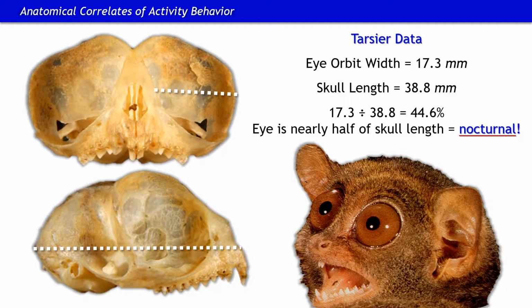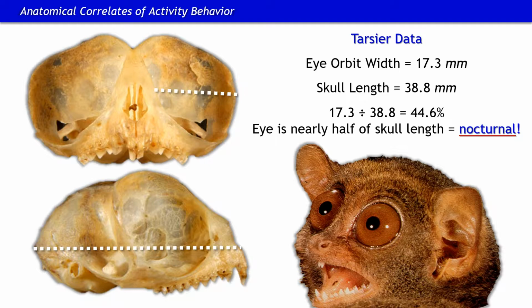So let's try this out with tarsiers. Now remember, tarsiers are known to be nocturnal. And if you take the eye orbit width, which I did on one eye from here to here, you get a measurement of 17.3 millimeters. Remember, these are very small animals. And then if you take the maximum length of the skull itself, what you get is 38.8 millimeters. So you do the mathematics and you discover that the eye is nearly half of skull length, 44.6%, and that is associated with being nocturnal.